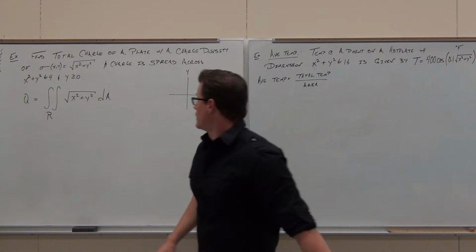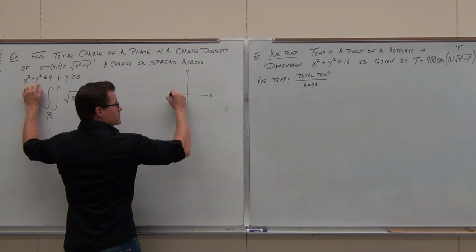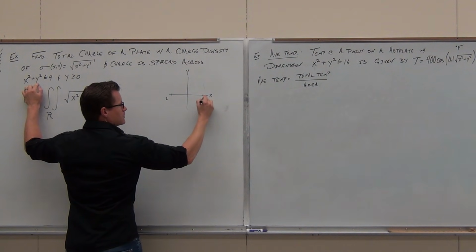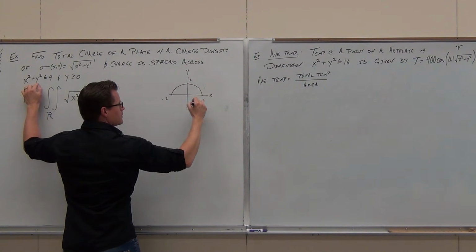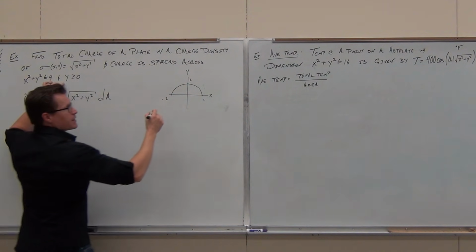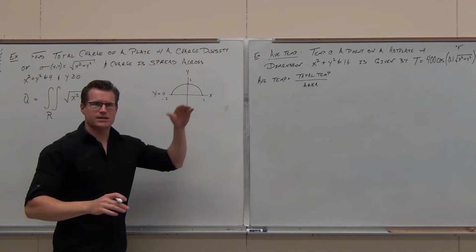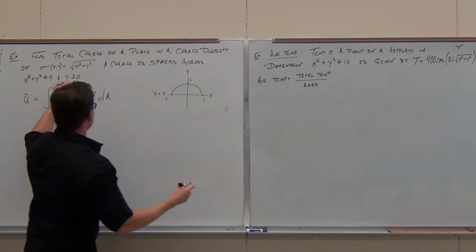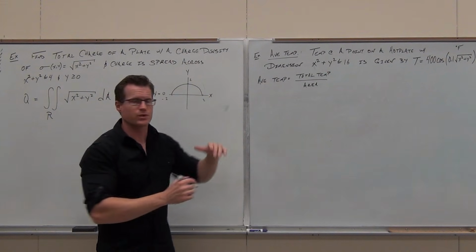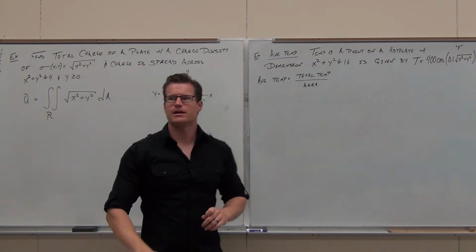Oh, but wait a second. It says that we got ourselves a circle with a radius of 2 for sure. But it also says that our y has to be greater than 0. So this full circle would be a disk, but this says it's the top of that disk. So the region is really this one. Now, if you're okay with that one.